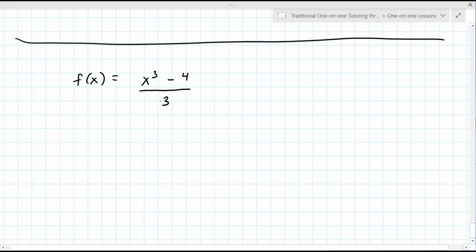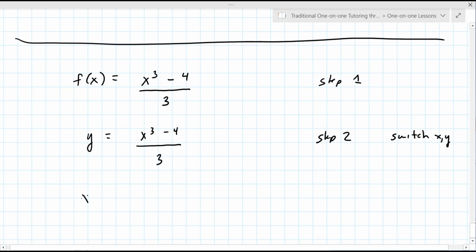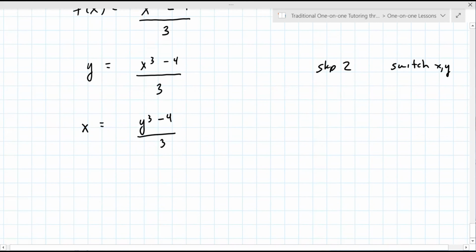Okay, so your step 1 is always just to rewrite it. Step 2, you're going to switch x and y. Okay, and then step 3 is really the most challenging one, because you've got to solve for y. And this is kind of testing your prior knowledge in math.